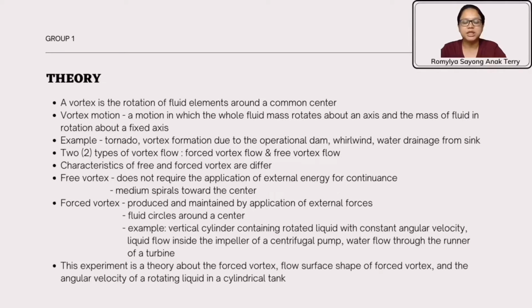Fluid circles around a center, and an example of forced vortex is a vertical cylinder containing liquid rotated with constant angular velocity, liquid flow inside the impeller of a centrifugal pump, and also water flow through the runner of a turbine. So this experiment's theory covers the forced vortex, the flow surface shape of the forced vortex, and the angular velocity of a rotating liquid in a cylindrical tank.